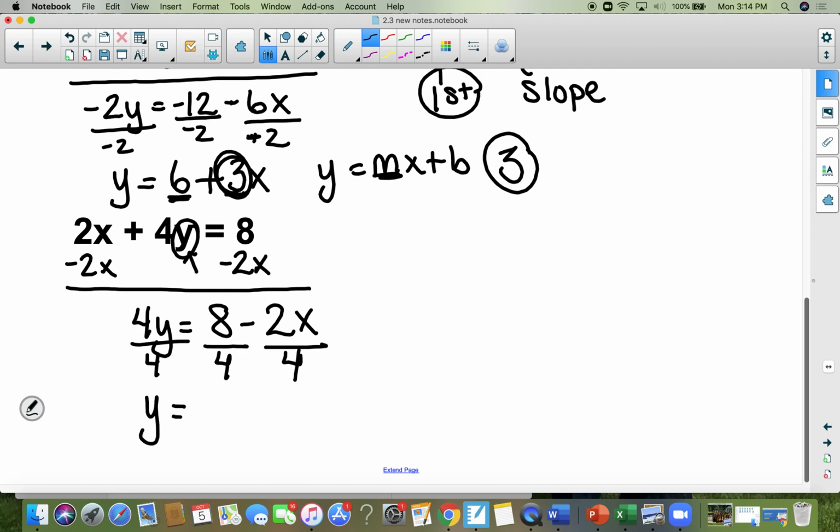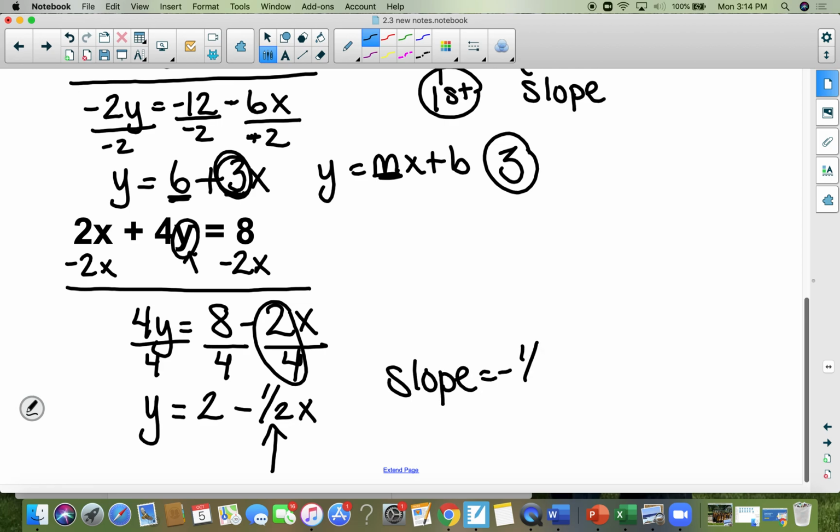y is equal to 8 divided by 4 is 2, minus 2/4. I just said what 2/4 was. 2/4 is the same thing as a half of an x. The slope is the number in front of the x. So the slope is equal to a negative 1/2.